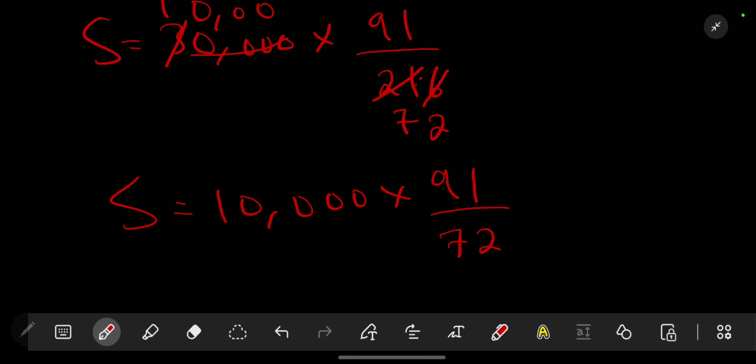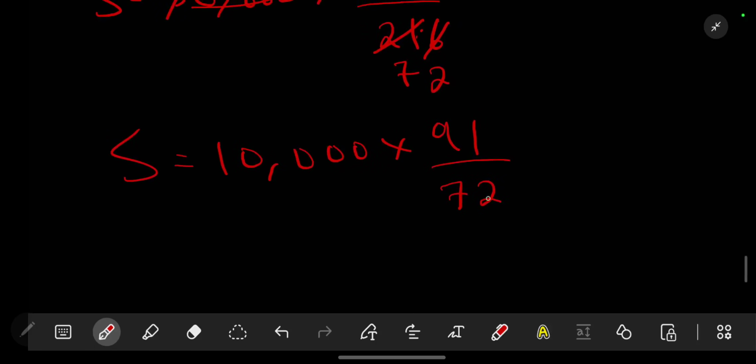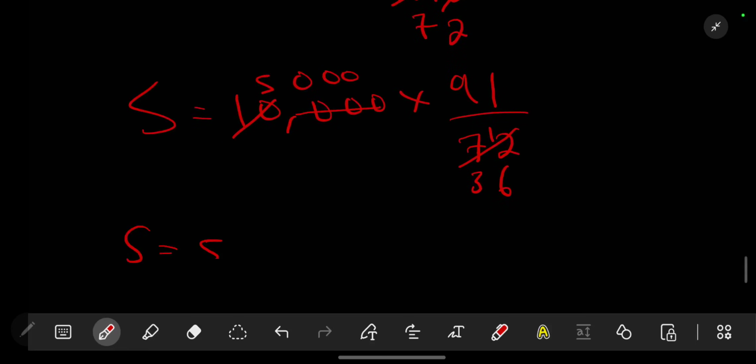Being 72, we can reduce it by dividing by 2. 72 divided by 2 is 36. Even here, 10,000 divided by 2 is 5,000, with the other zeros like that. So this gives us S is equal to 5,000 times 91 over 36.